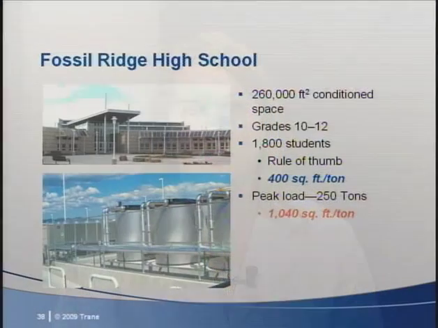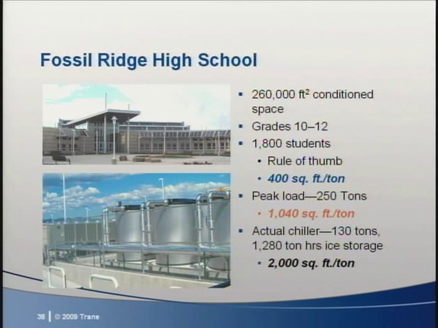Just how much smaller could the chiller be? Fossil Ridge High School is a phenomenal example of designing for a small peak load and a small chiller. Because of the many structural and other design elements, prior to ice storage, this large high school's peak load was just over 1,000 square feet per ton. Now, you may recall that our ingrained rule of thumb is 400 square feet per ton, so that is really remarkable. Once they added ice storage, the installed chiller capacity was a whopping 2,000 square feet per ton. This is one reason why Fossil Ridge won the first place award in the ASHRAE institutional category in 2008.